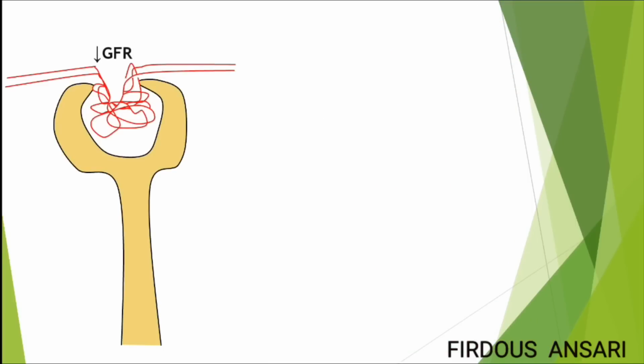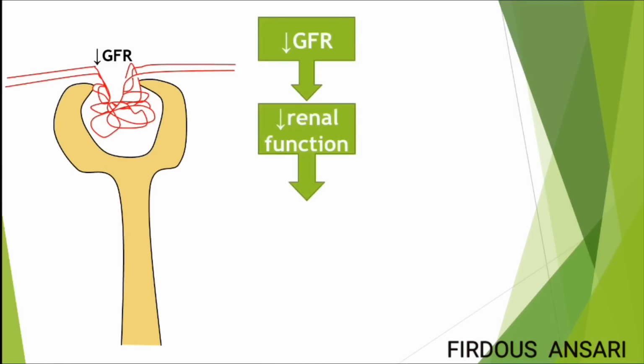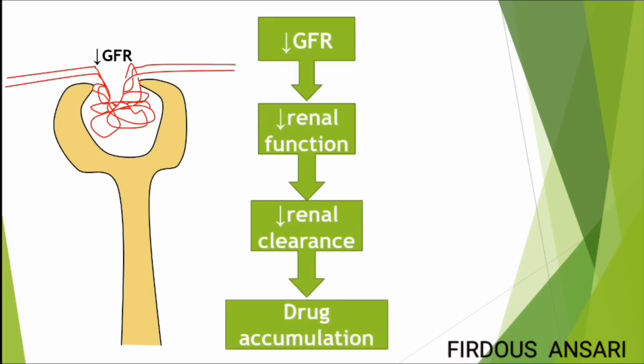In cases of renal disease like uremia, the glomerular filtration rate reduces. When GFR is reduced, there will be a reduction in renal function. Next, there will be a reduction in renal clearance. Because of reduced renal clearance, the drug will get accumulated inside our body, leading to drug toxicities.